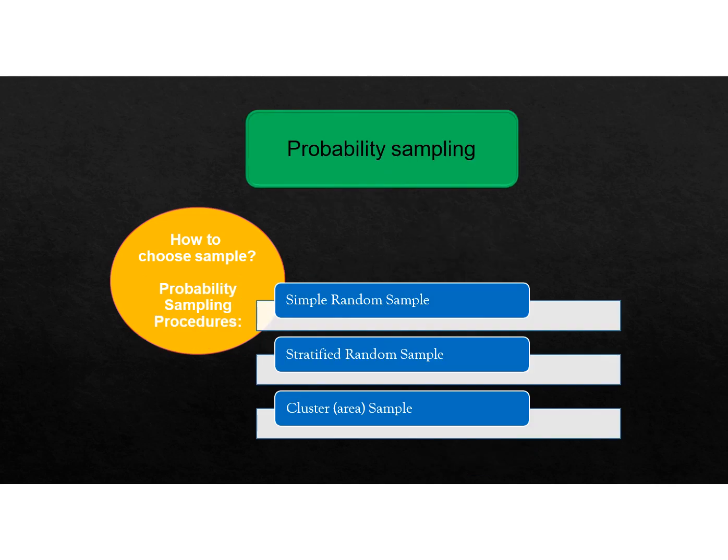So here we are looking at the first of the two different types of sampling. The first one is probability sampling. How do we choose our sample? Under probability sampling, there are three ways that we can consider. One is the simple random sample. The second is the stratified random sample. The last one is clustering.